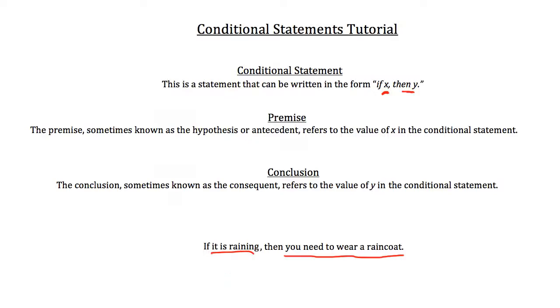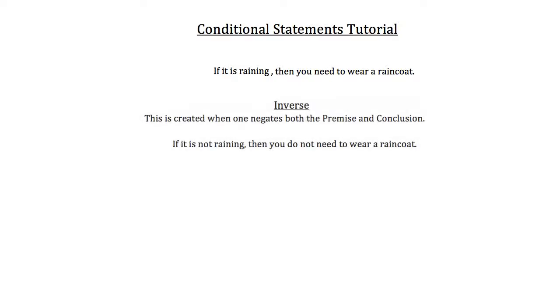Let's take a look now at some of the ways that conditional statements can be modified. We'll begin by working with our example conditional statement. If it is raining, then you need to wear a raincoat. The first modification we'll do is an inverse. This is created when one negates both the premise and the conclusion.